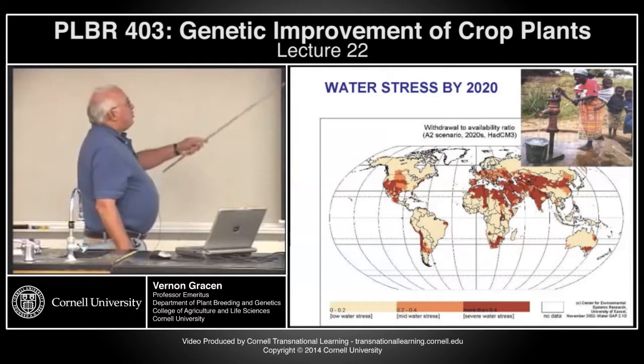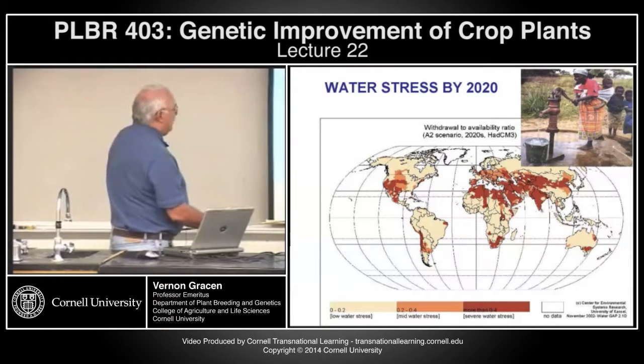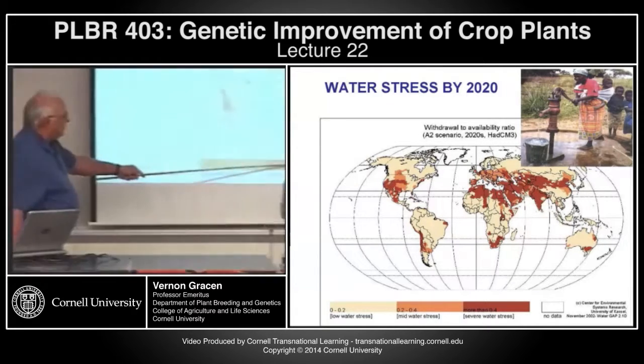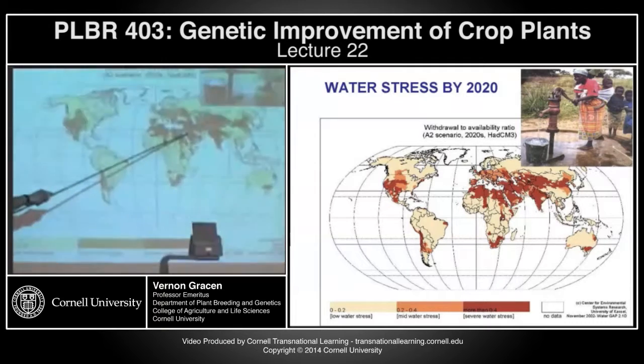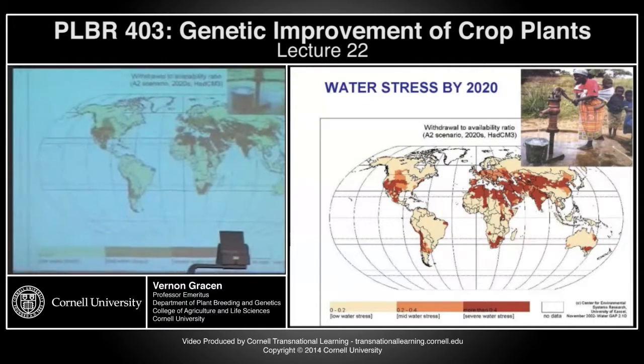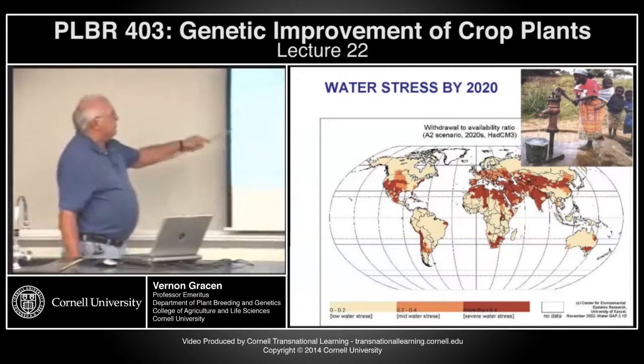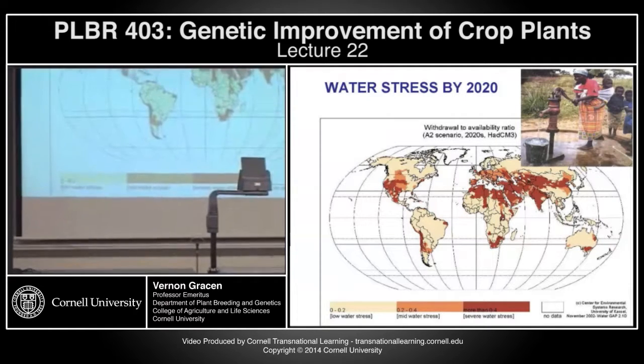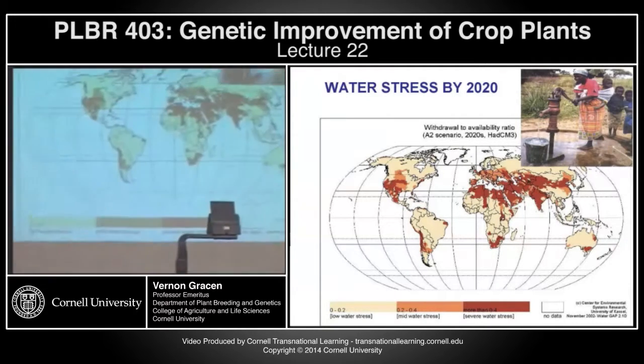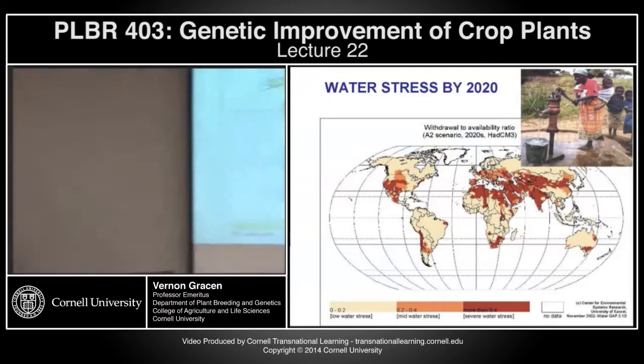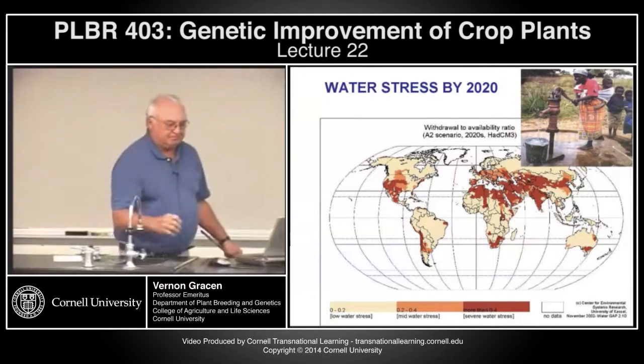If you look at water stress predicted by 2020, again, the darker areas are expected to have severe water stress, the intermediate color, moderate, and the lighter areas, less water stress by the year 2020.